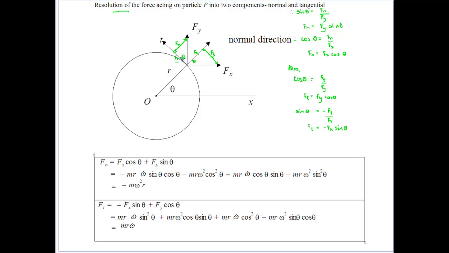So we're using this diagram here. We get sine theta is the normal component over the y component, and then I'm able to get Fn equals Fy sine theta. And similarly for this one, cos theta would be the normal force over the force in x. So that's where we get Fn is equal to Fx cos theta. And because they're both Fn, well, that's the sum of the forces there.